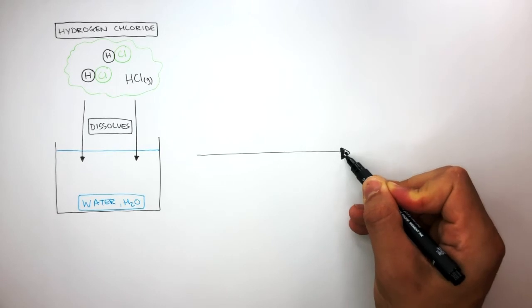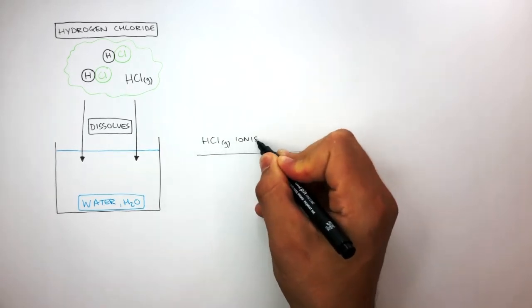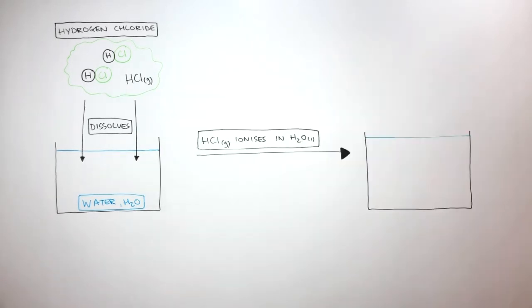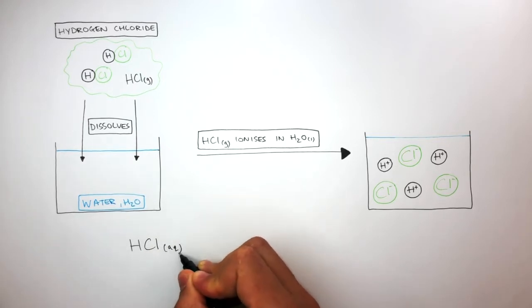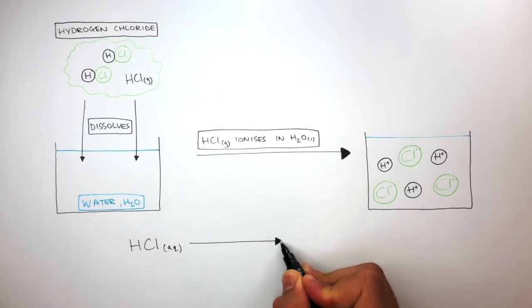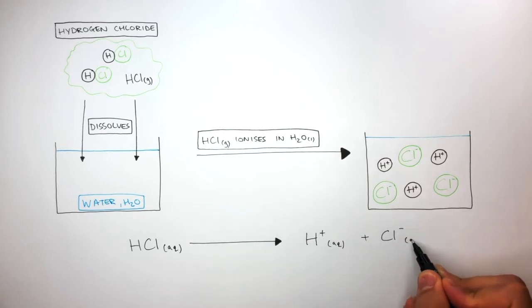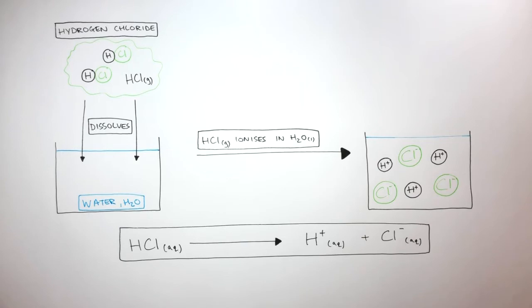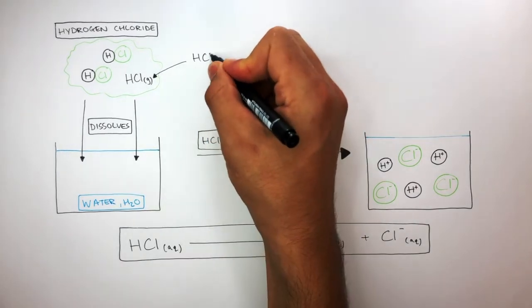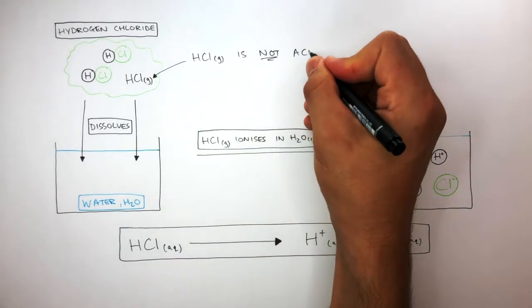So what happens is the hydrogen chloride ionizes in the water. This causes hydrogen ions to form and chloride ions to form, which are now free to move in the solution. The ionization of hydrogen chloride can be summarized as HCl(aq), aqueous, ionizes into H+(aq), aqueous, and Cl-(aq), aqueous.